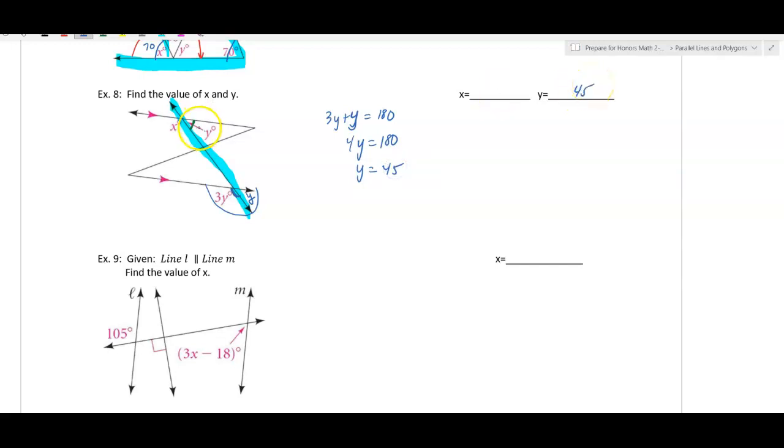Once I know y is 45, now I can plug that back in. Now, x plus 45 equals 180. So what does x equal? 135.